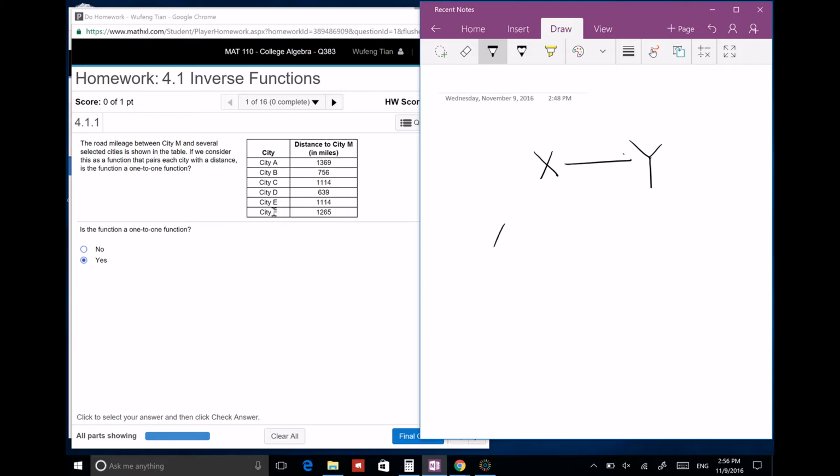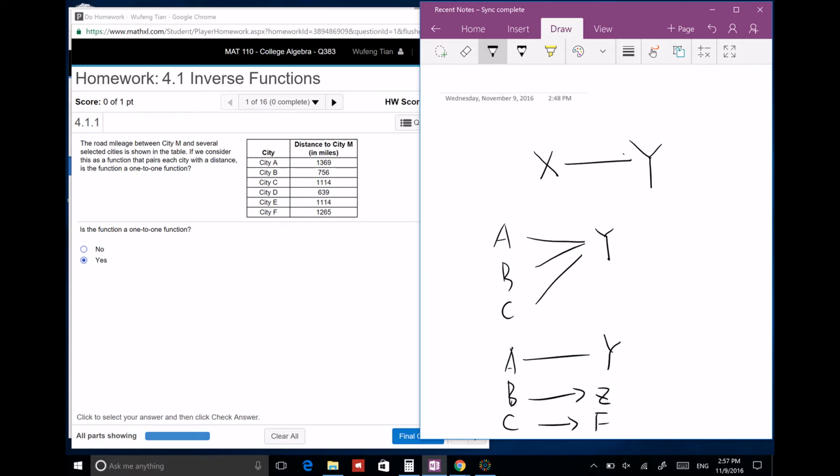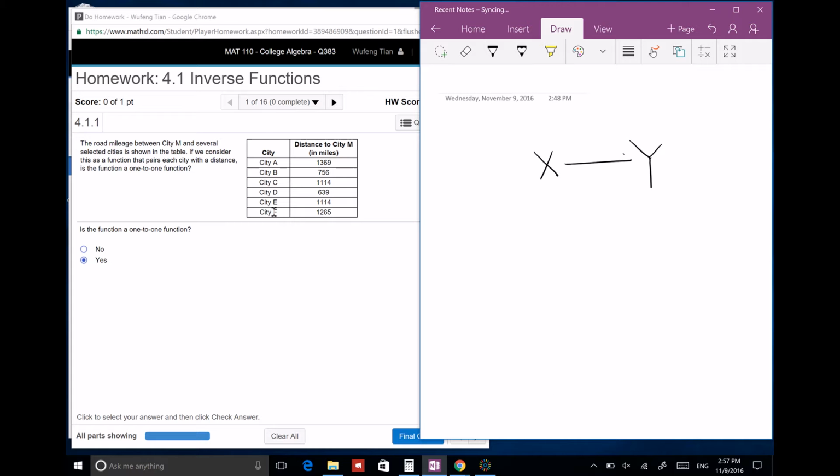You can have, for example, A, B, C, both of them go to the same value, y, or you can get A, B goes to y, and B goes to z, and C goes to f, whatever, okay. For each value in the x domain, you can only have one y value, okay. You cannot have something, for example, A goes to 1, A goes to 2.